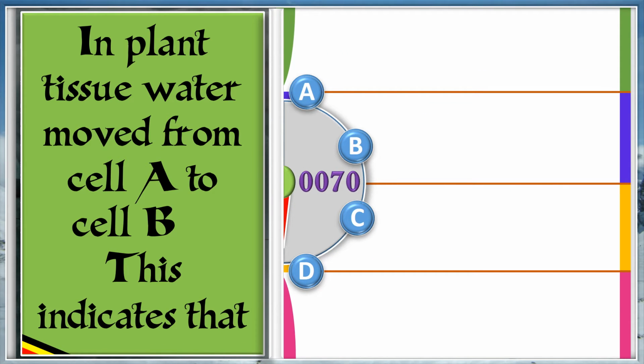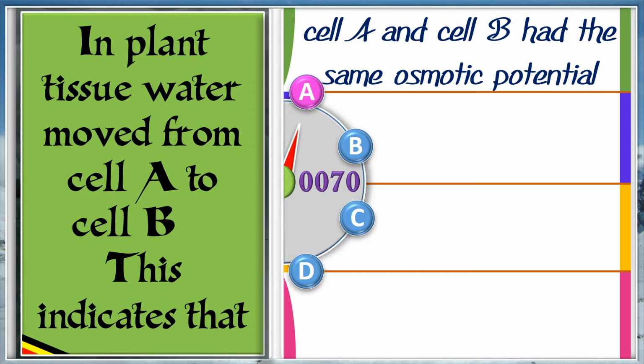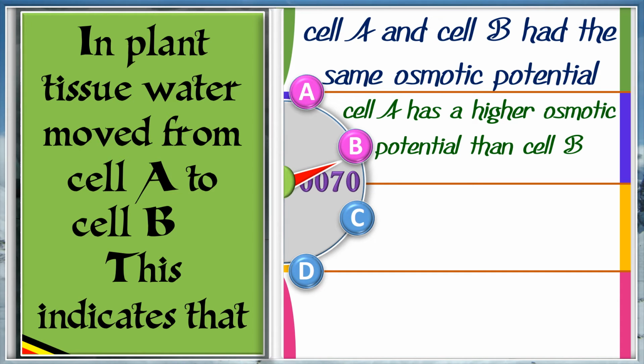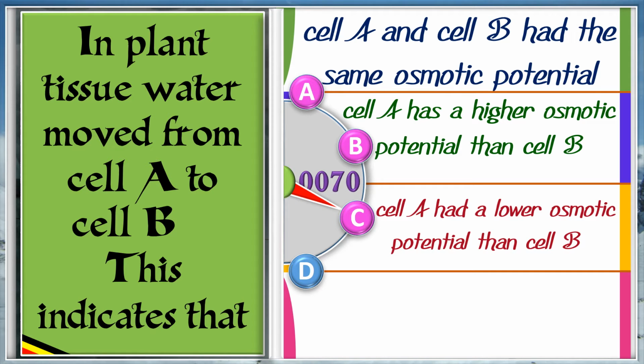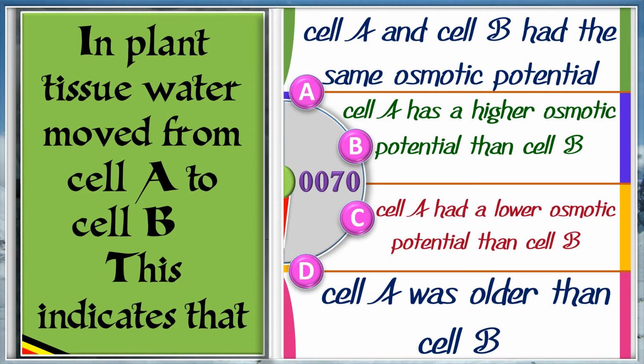In plant tissue, water moved from cell A to cell B. This indicates that A. Cell A and cell B had the same osmotic potential. B. Cell A has a higher osmotic potential than cell B. C. Cell A had a lower osmotic potential than cell B. D. Cell A was older than cell B. And the answer is C. Cell A has a lower osmotic potential than cell B.